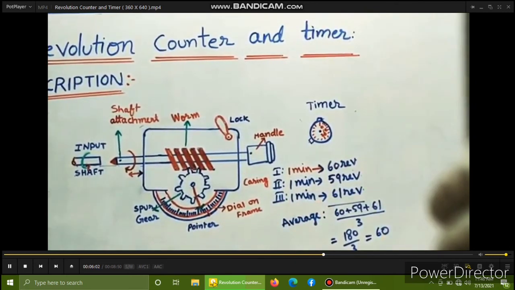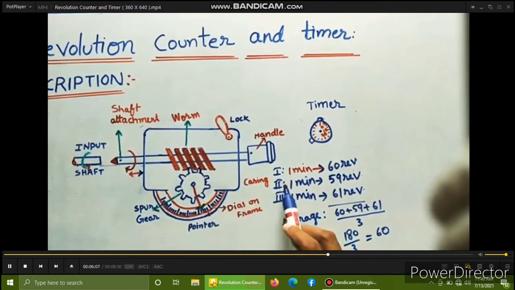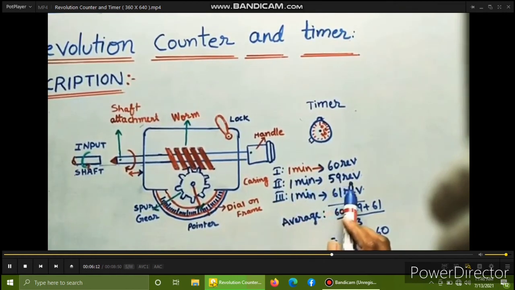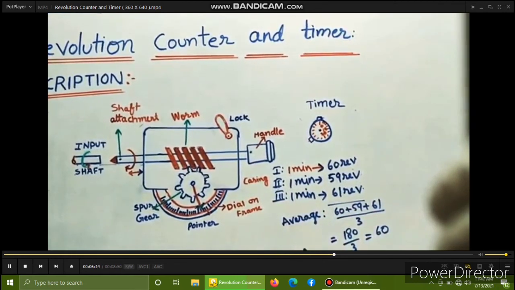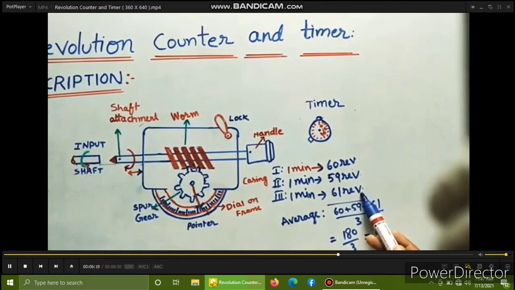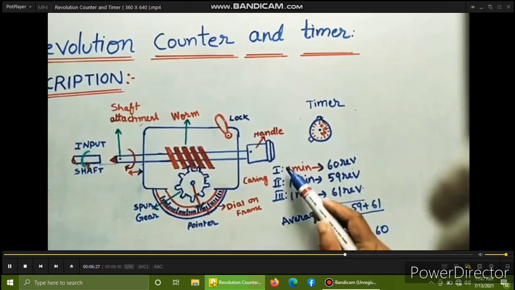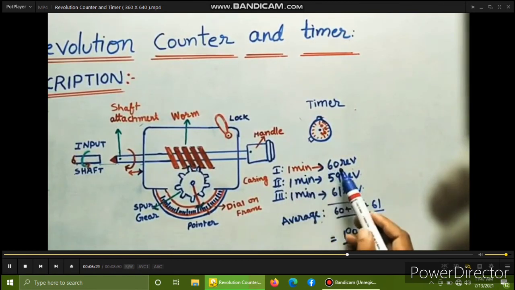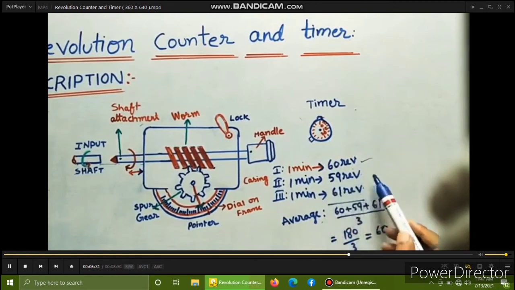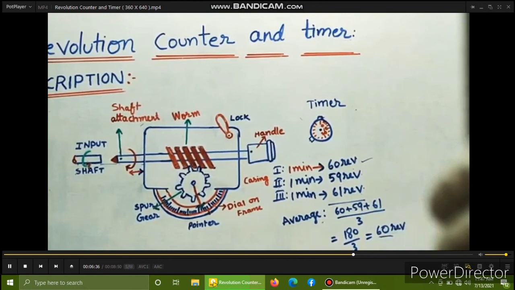Stop the timer. Then again for 1 minute, take how many revolutions it is moving. For the second time in 1 minute, let us assume it shows 59 revolutions. Again for the next 1 minute, let us say it is moving 61 revolutions. Like that we have to take 3-4 readings or 4-5 readings. Take the average. Average means the sum of all these divided by the number of readings. The first time it moved 60 revolutions, next time 59, next time 61. Taking the average, it shows 60 revolutions.